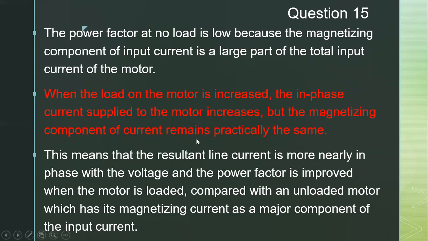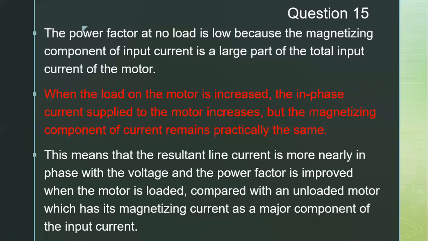This means the resultant line current is more nearly in phase with the voltage. So the resultant current and the voltage will be most nearly in phase, and the power factor is improved when the motor is loaded. So when the motor is loaded, the resultant line current becomes nearly in phase with the voltage, compared with the unloaded motor. When the motor is loaded, it will take current, and that current will be almost in phase with the voltage.